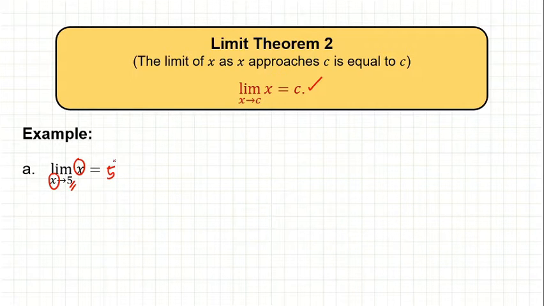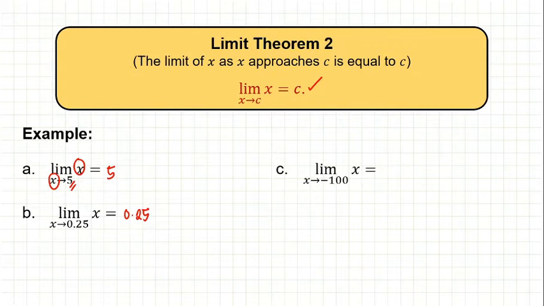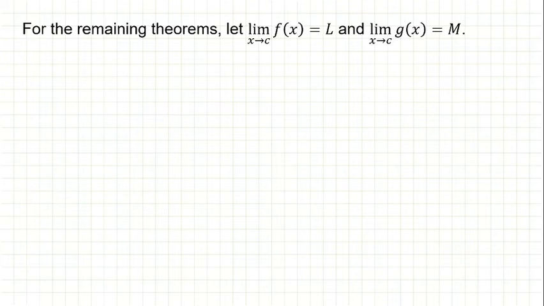Okay? For letter B, we have the limit of x as x approaches 0.25. So our answer will be 0.25. Letter C, we have the limit of x as x approaches negative 100. So the answer will be negative 100. And for letter D, we have the limit of x as x approaches e, the Euler number, that is approximately equal to 2.718, right? So our answer will be e. Okay? So let's proceed to the third theorem.